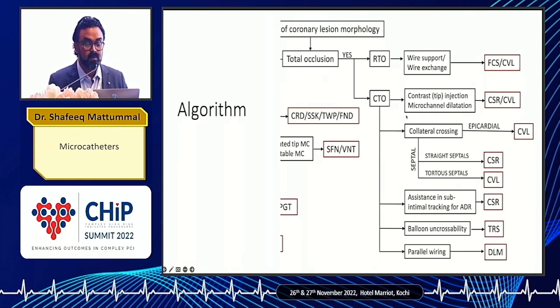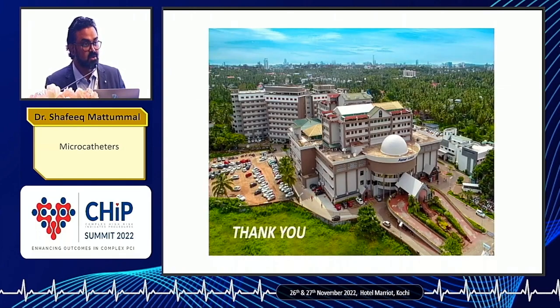In chronic total occlusion, if you are going retrograde through septal collaterals, Caravel, or if it is a straight septal, Corsair, which is a very workhorse microcatheter. But if the balloon is uncrossable, you can go to heavier microcatheters, and for parallel wiring, it is very useful to use double lumen catheters. Thank you so much.